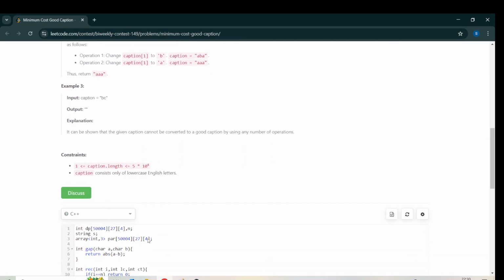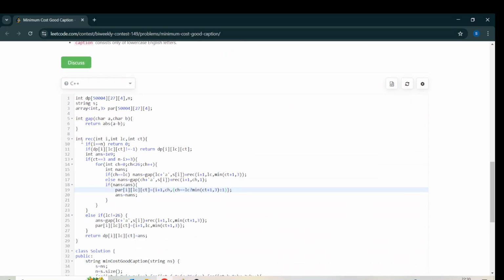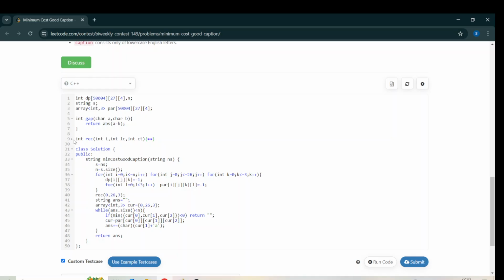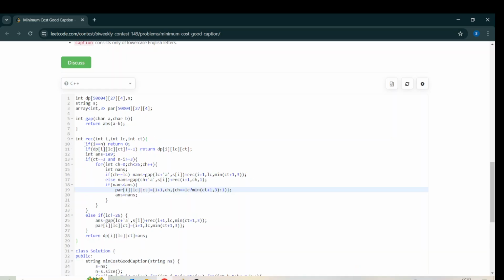So let's come to the code. This is our recursion step. This is our base condition: if we are at the end of the string, we are returning 0, and this is the memoization step, not important. And here now is the first condition: if count is equal to 3 or n minus i is greater than or equal to 3.